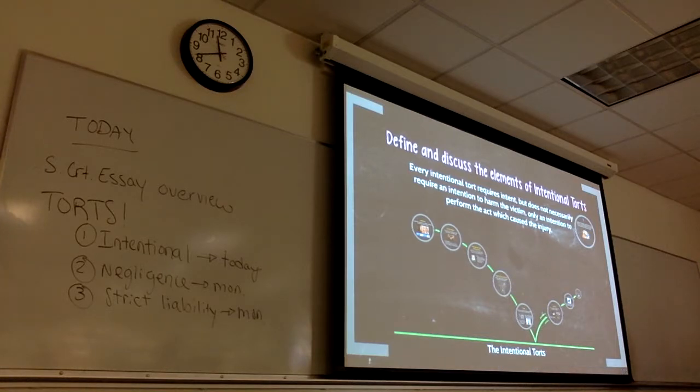So every intentional tort requires intent. Here's another big thing to keep in mind. Students get very confused because it's called an intentional tort. There actually doesn't have to be an intent to do anything wrong. You don't have to be a mean person. Intent actually is simply intending the act itself. It doesn't mean you intended to do anything wrong, you just intended the act and it had a bad consequence.